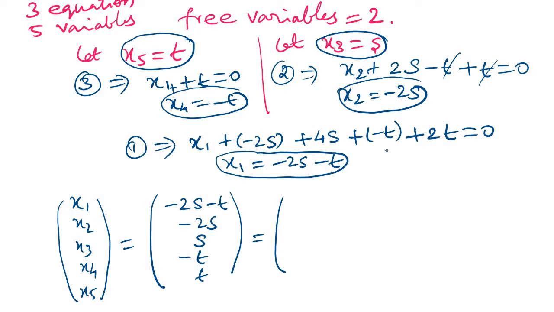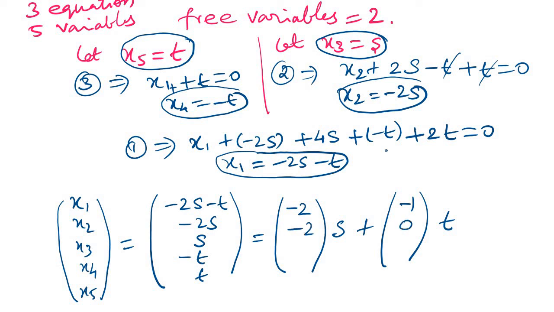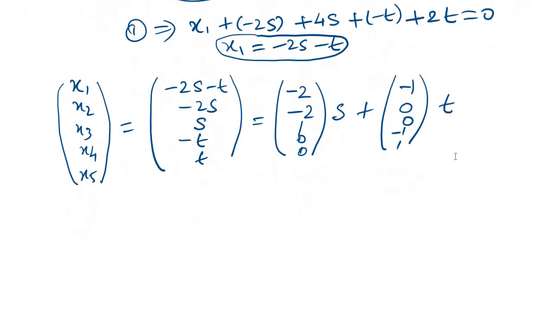Now writing the solution as sum of two matrices, with two variables s and t: minus 2s minus 1t, minus 2s plus 0t, 1s plus 0t, 0s minus 1t, and 0s and 1t. This system of linear equations has an infinite number of solutions.